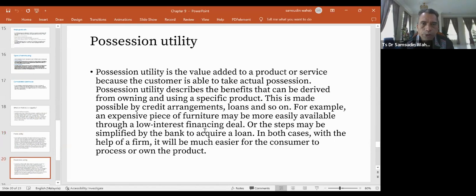Number two is possession utility. Possession utility is the value added to the product or service because the customer is able to take actual possession. Possession utility describes the benefit that can be derived from owning and using a specific product. This is made possible by credit arrangements, loans, and so on. For example, an expensive piece of furniture may be more easily available through a low interest financial deal.